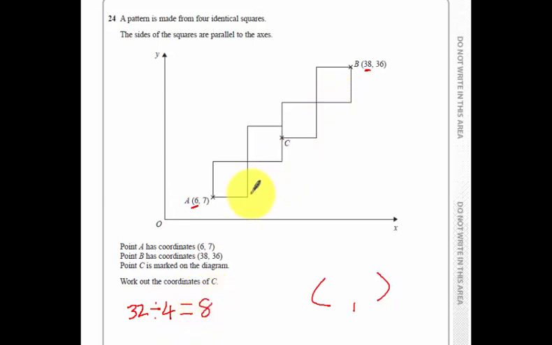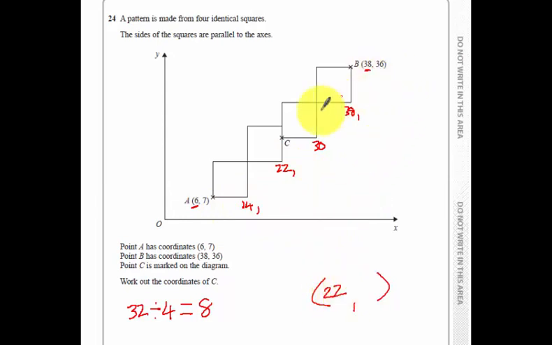So if I add on 8 each time, 6 plus 8 is 14, 14 plus 8 is 22, 22 plus 8 is 30, 30 plus 8 is 38. Don't forget the x coordinate down here. It's going to be the same as the one up there because this is the x coordinate. This isn't changing. We can see we've worked out the x coordinate is going to be 22.